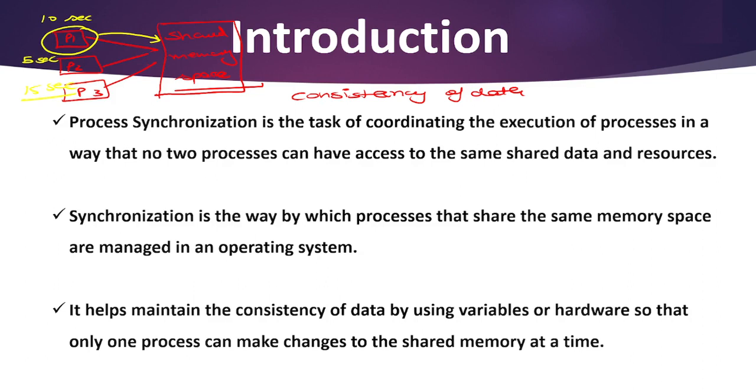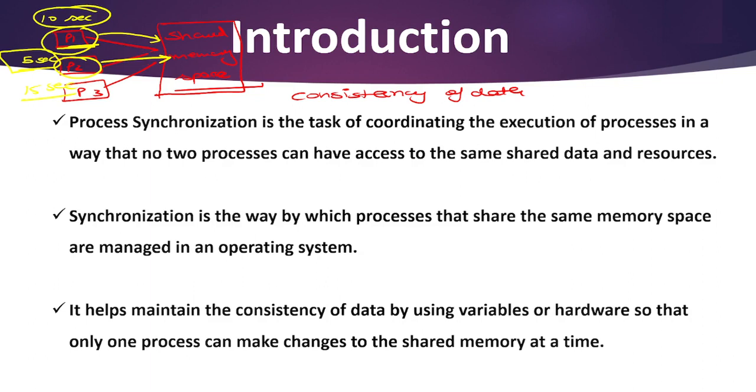Okay, I am repeating the official definition. The process synchronization helps maintain the consistency of data by using variables or hardware, so that only one process can make changes to the shared memory at a time. Let's say after 10 seconds, when the shared memory space is used by process P2, at that particular time for 5 seconds only process P2 has the power. Only process P2 is allowed to make changes in this shared memory space. Okay, so I hope everything is clear till now.